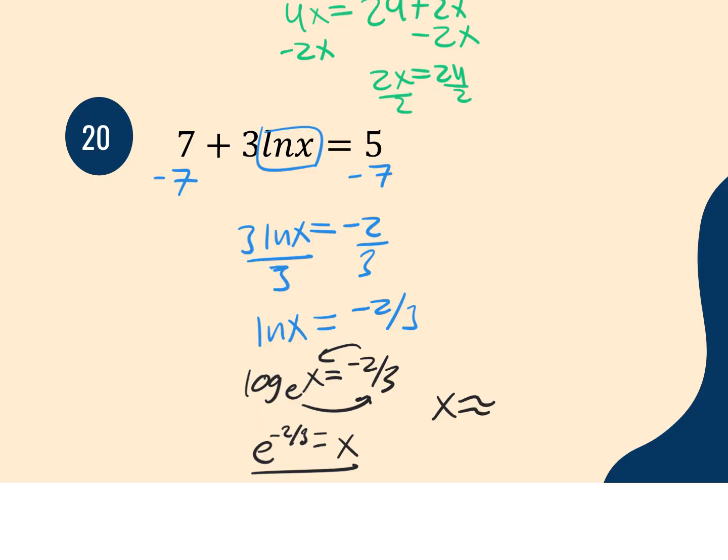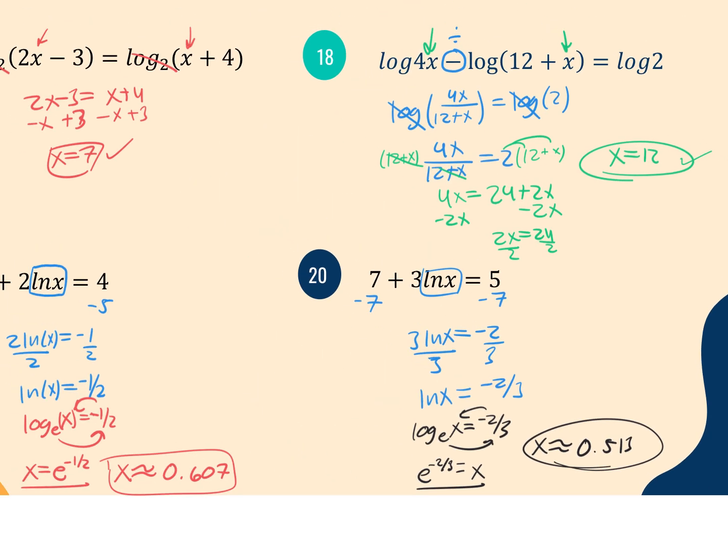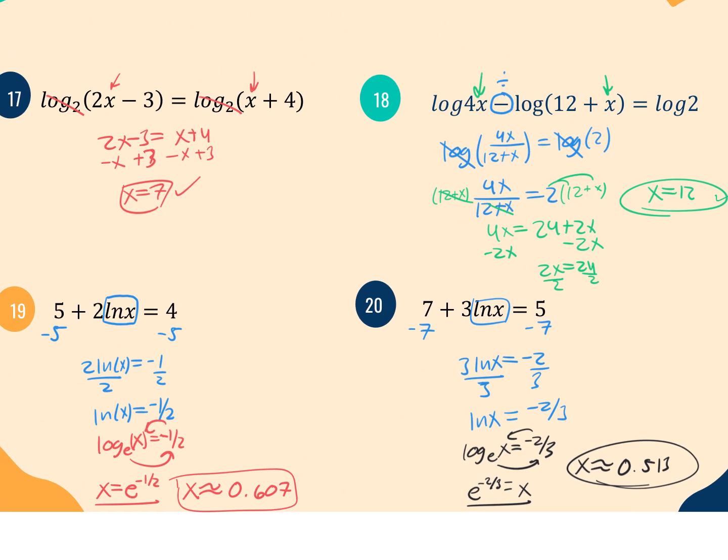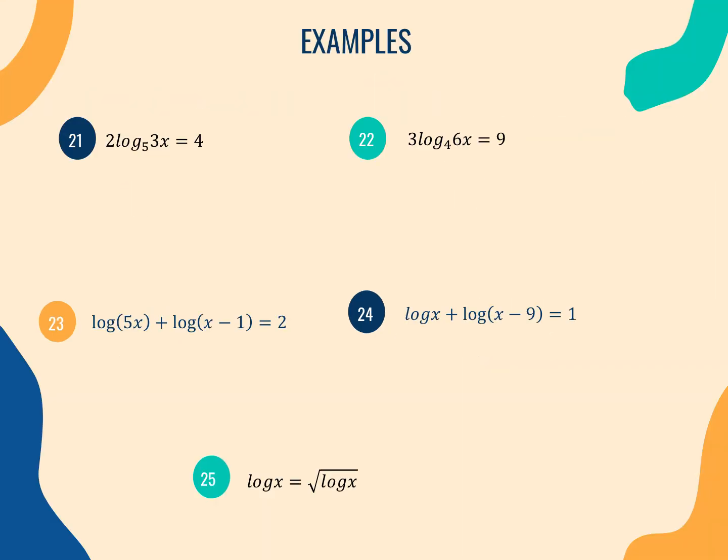And then that's an exact answer. And then once again, to convert it to a decimal, I would just do e to the negative 2/3 in the calculator. Wait, hang on, I did that wrong. To the negative 2/3, and then you get x is approximately 0.513. All right, so hopefully so far it's not too bad. Right? All right, let's do some more.